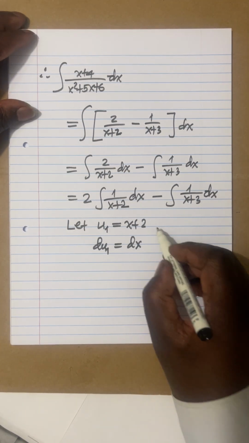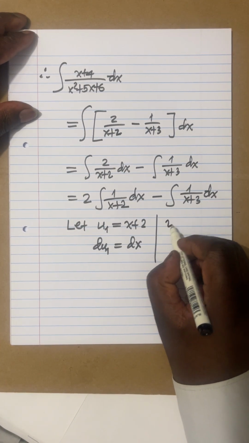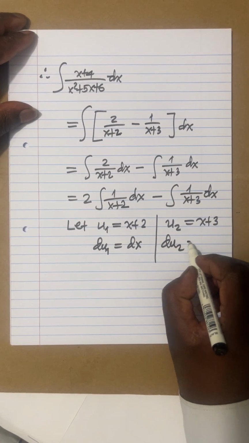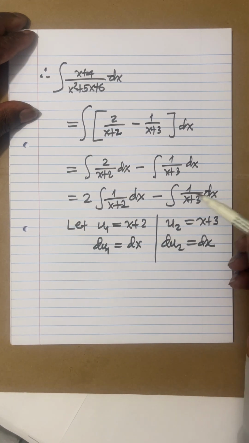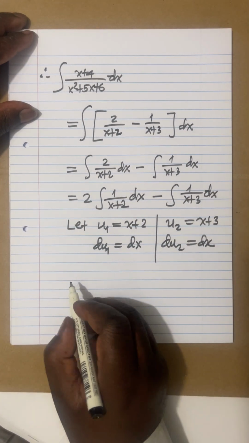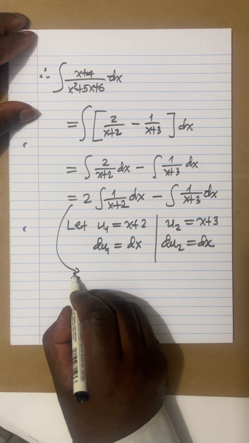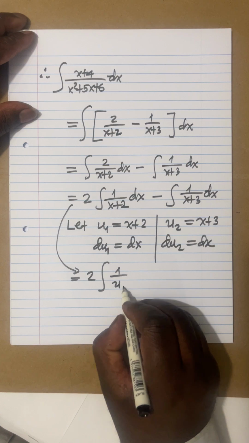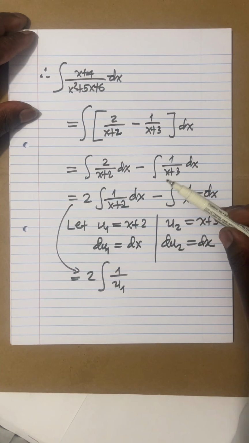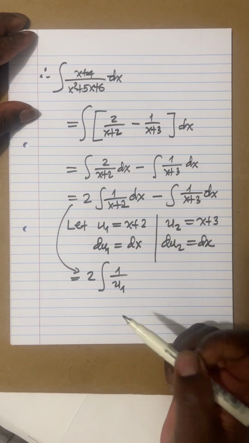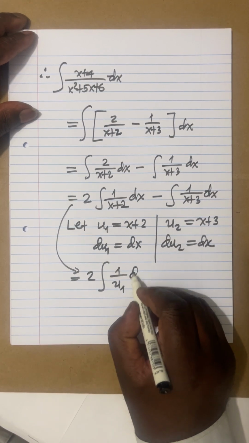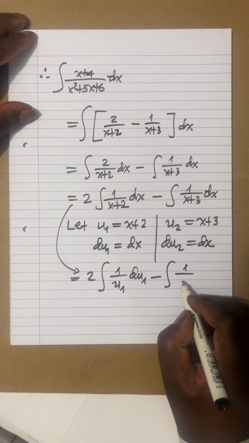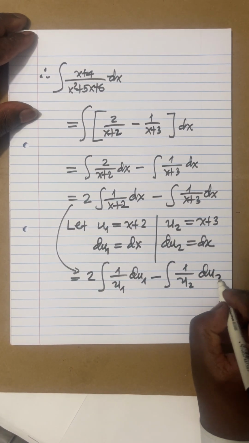So this is what we get. And let's come this side now. We're going to say u2 is equal to x plus 3, and then du2 equals dx. Now we're coming back into these two integrals. That one therefore changes to 2, the integral of 1 over u1, and then dx. Remember, our dx must become du1, because dx equals du1. So du1, and then minus the integral of 1 over u2, and then du2.